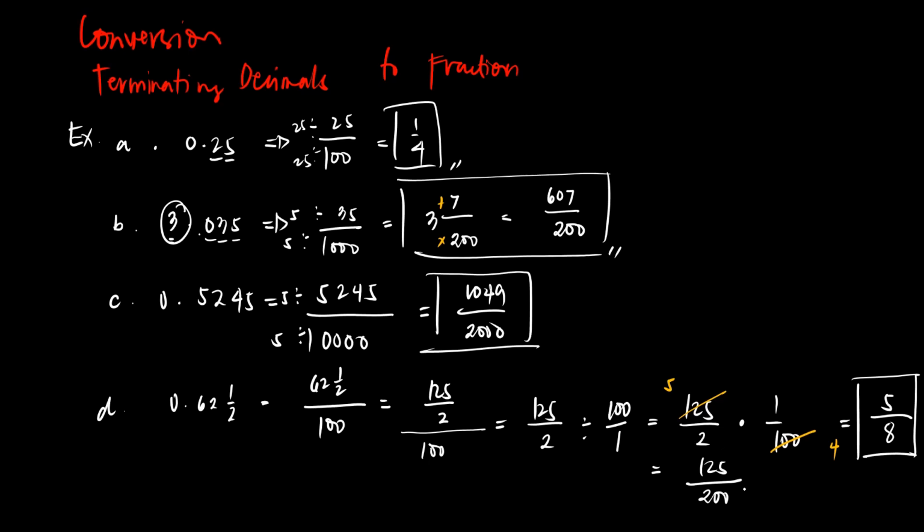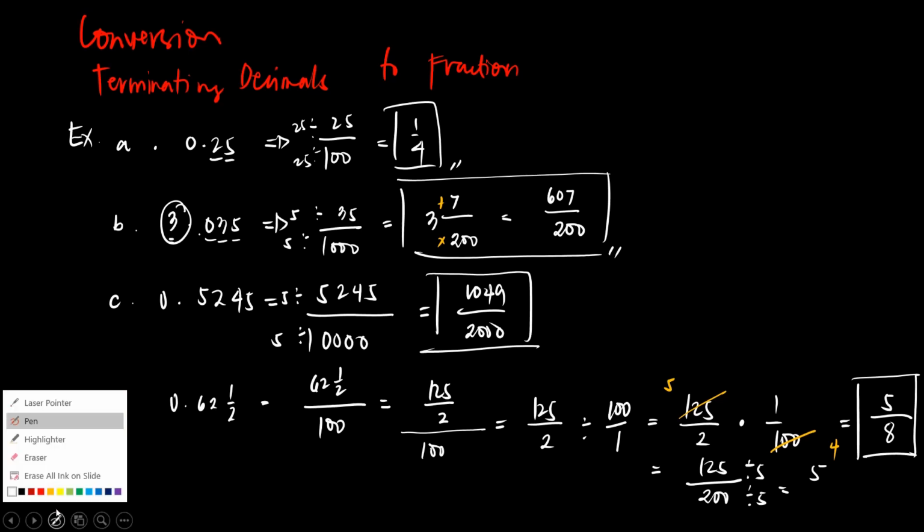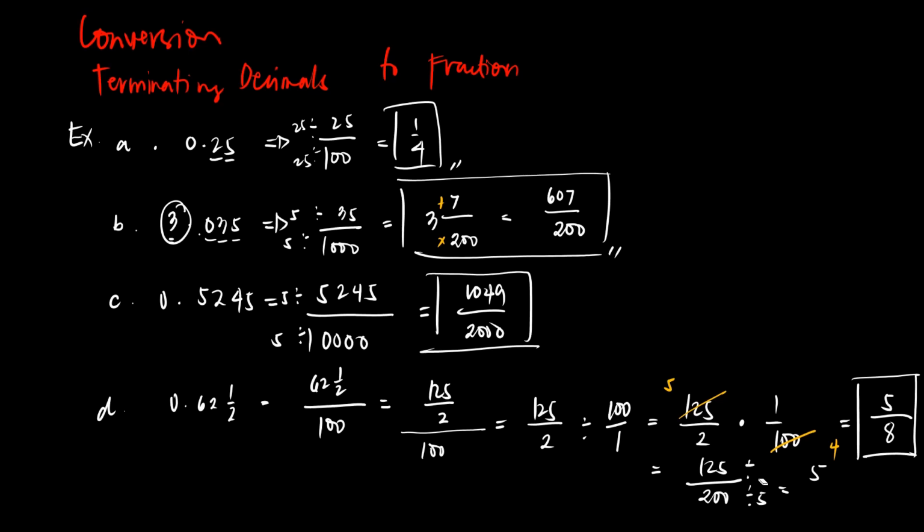Then get the greatest common factor of 125 and 200. The greatest common factor is 25. Sorry class, not 5, the greatest common factor is 25 rather. Okay, so divide the numerator and the denominator by 25. You will get 5 over 8.